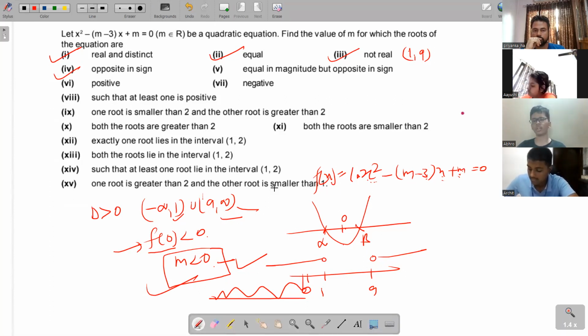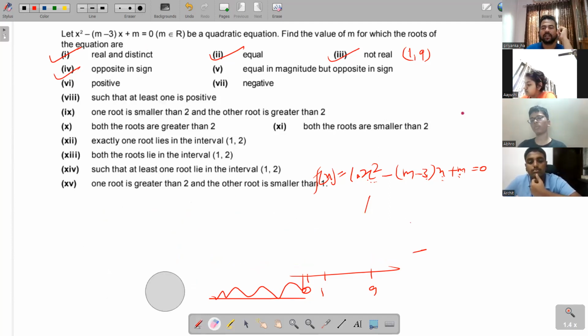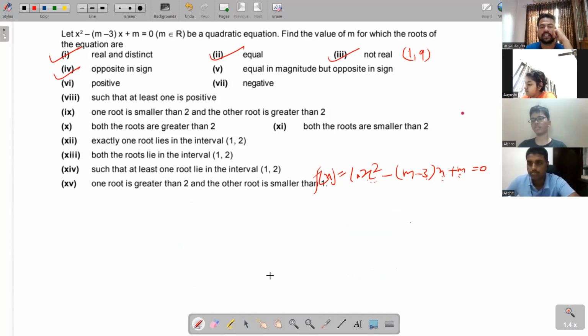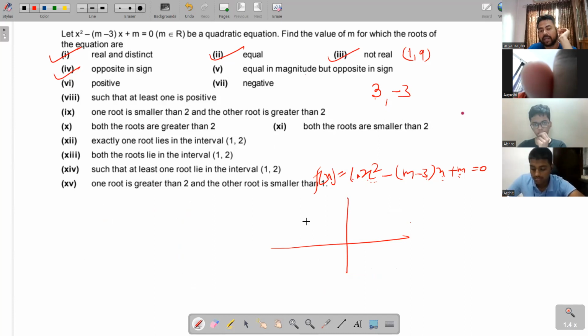Sir, how will the graph of the fifth one look? You tell me. It will touch, because it is equal, but opposite in sign, so 0 should be between them. Read properly. It says equal in magnitude. Equal in magnitude but opposite in sign means if one root is 3, the other would be -3. So magnitude is 3 but sign is opposite. So the leading coefficient is positive, so the shape of the graph will be upward, and it will be symmetrical.